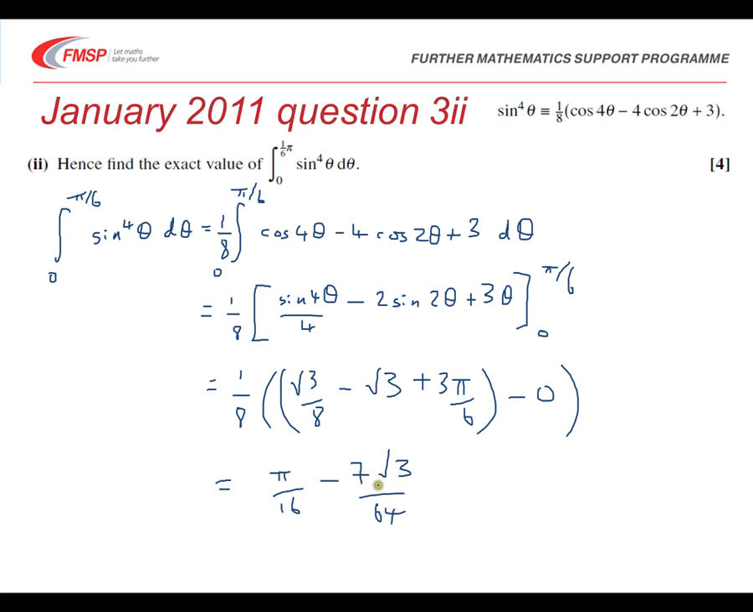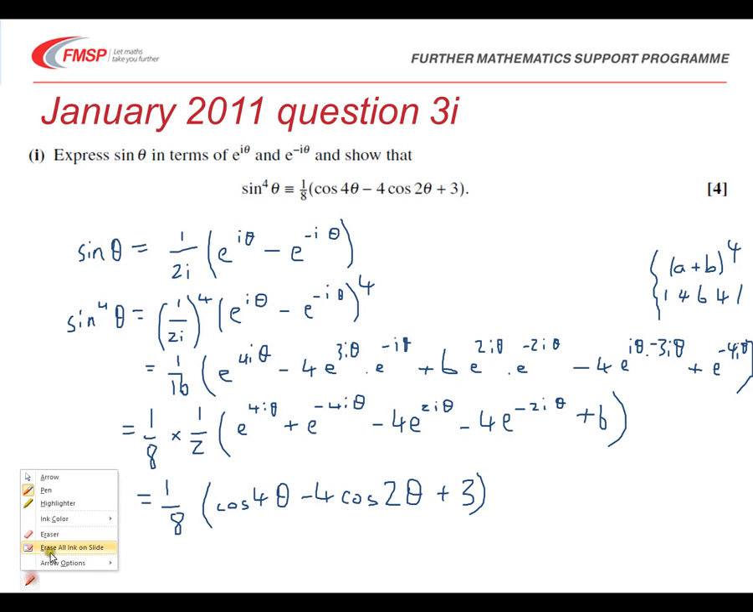So let's take a quick look at how the marks are awarded for this question before we move on. In the first part of the question there's a straightforward mark for the statement here of what sine theta is. There's then a method mark for being able to expand this in terms of a binomial to the power 4. A second method mark for grouping these things correctly, so you can see how you're going to get cos 4 theta out of it, and a final accuracy mark.